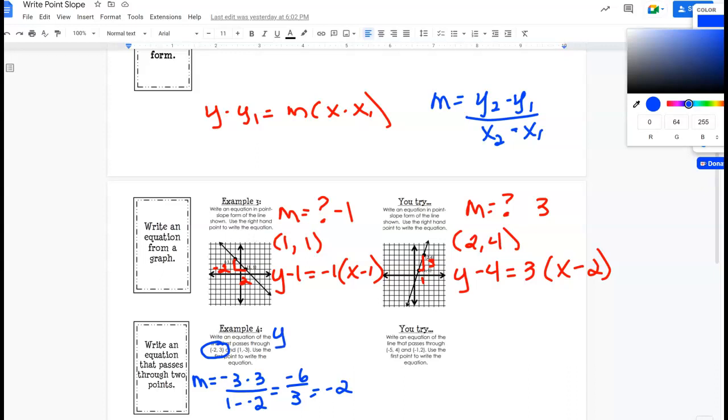So I'm going to go back to my generic formula, which I have written at the top of my screen. I'm going to do y, I'm going to do the opposite of the y value, which is -3, is equal to -2 times x. I'm going to do the opposite of the x value, which is going to be +2, and so this becomes my equation. Y minus 3 equals -2 times x plus 2. All right, you try the second one, pause it, and then come back and check your work.